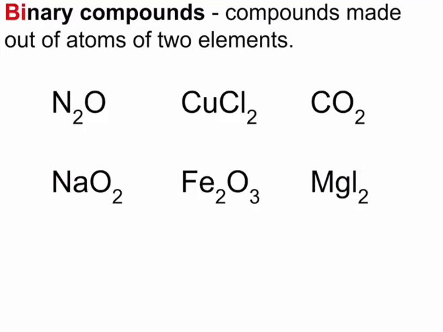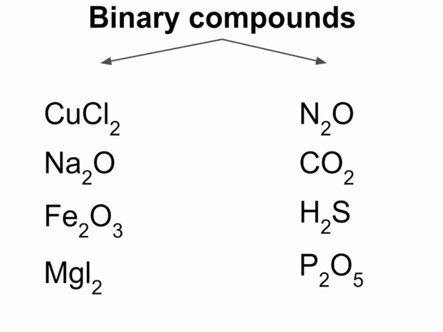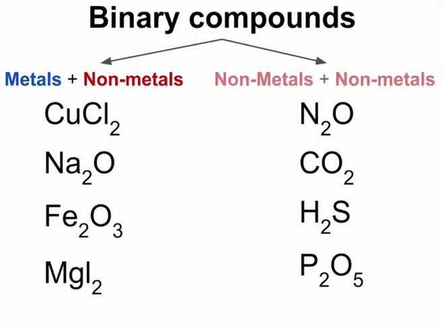Compounds made out of just two elements are called binary compounds. These compounds can be split into two groups: compounds made out of metal and nonmetal, and compounds made out of two nonmetals. Metal and nonmetal compounds are also known as ionic compounds. Nonmetal and nonmetal compounds are also known as covalent compounds.